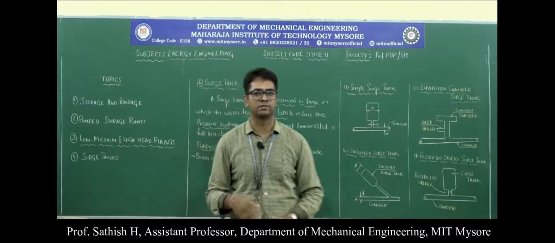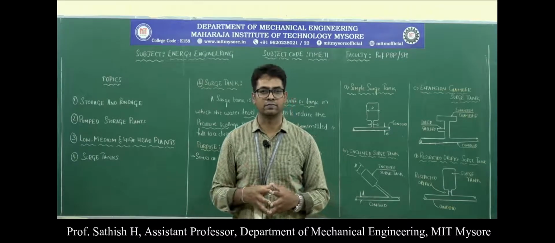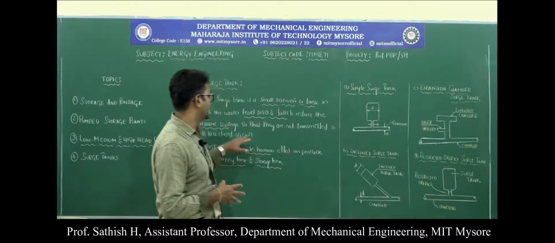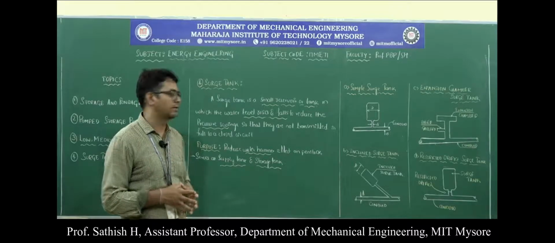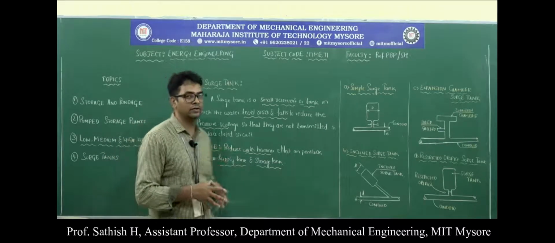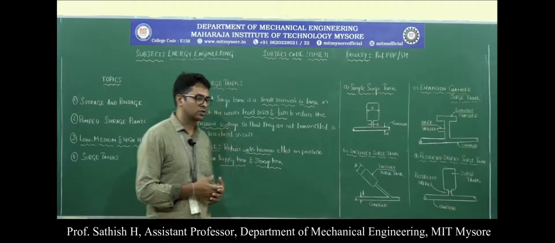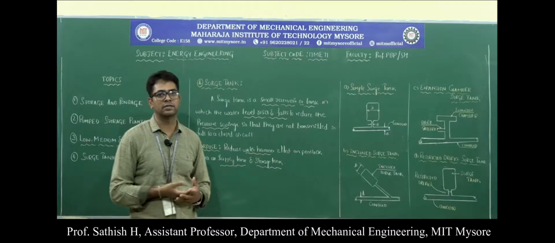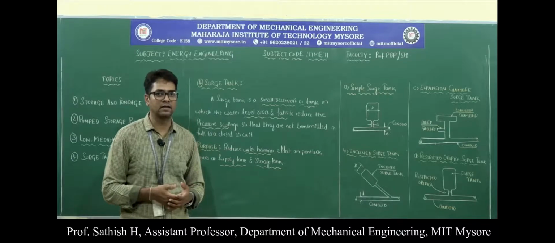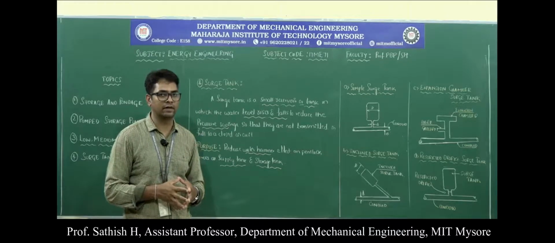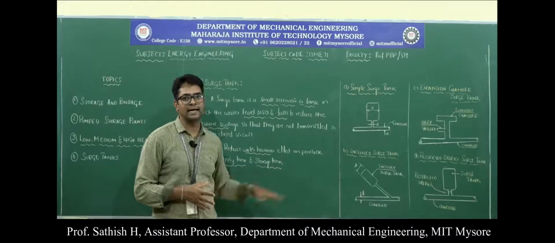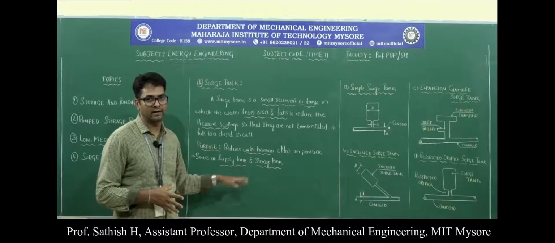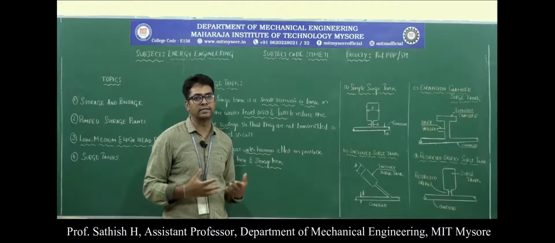What is the purpose of a surge tank, and what is its definition? Basically, it acts as a small reservoir in which the water can rise and fall, which will reduce the pressure swings. The purpose is that it reduces the water hammer effect, which is not desirable in hydroelectric power plants, and it also acts as a supply tank and a storage tank. It can supply the water as well as store the water.